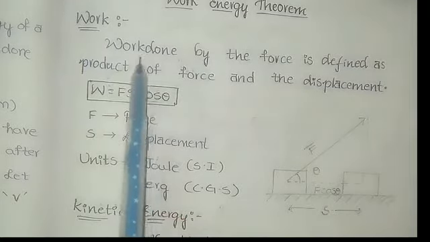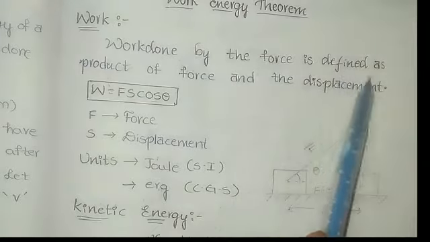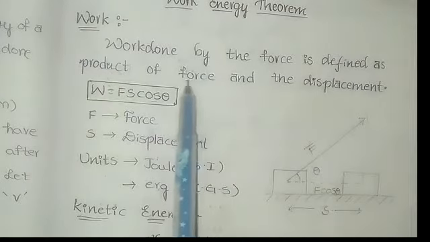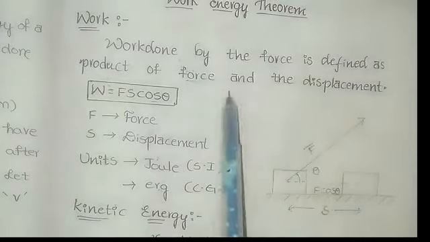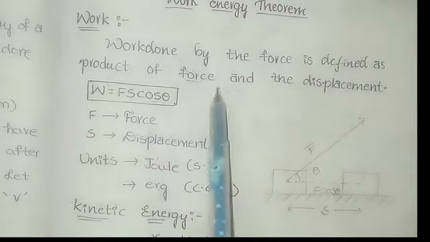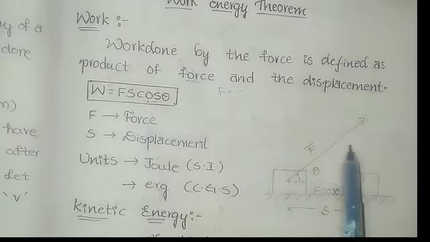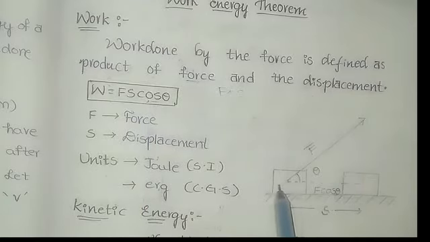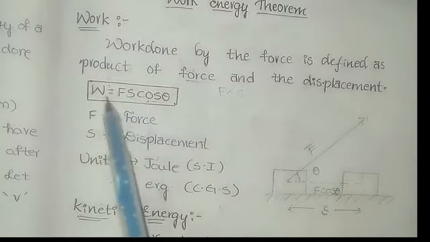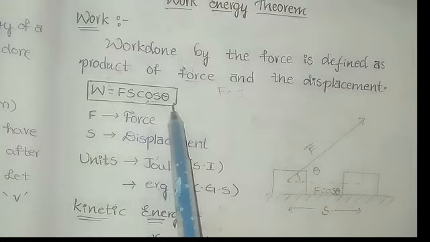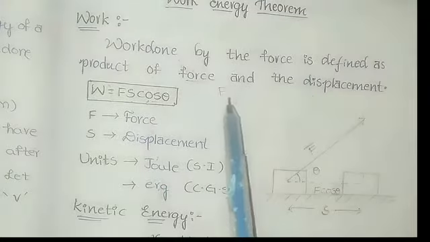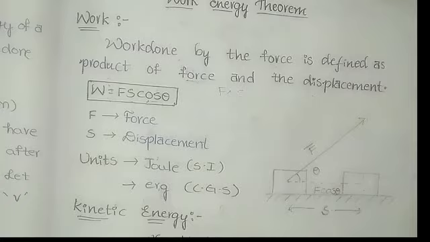Work is defined as the product of force and the displacement. So F into S is work done. And here theta is the angle between the force and the displacement. So W is equal to F s cos theta. If you are able to remember the definition, you can write it as well.